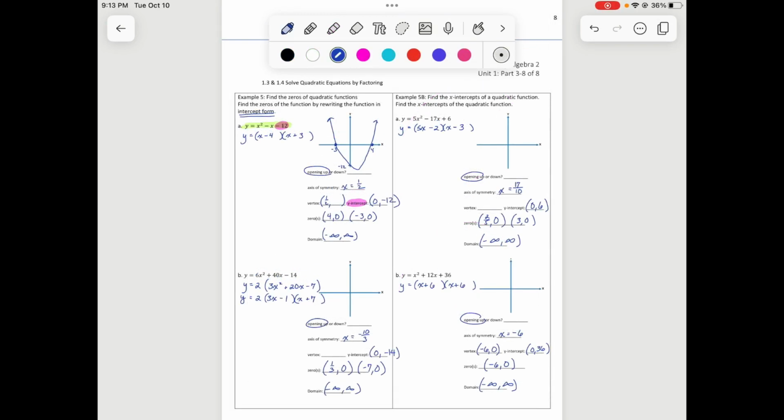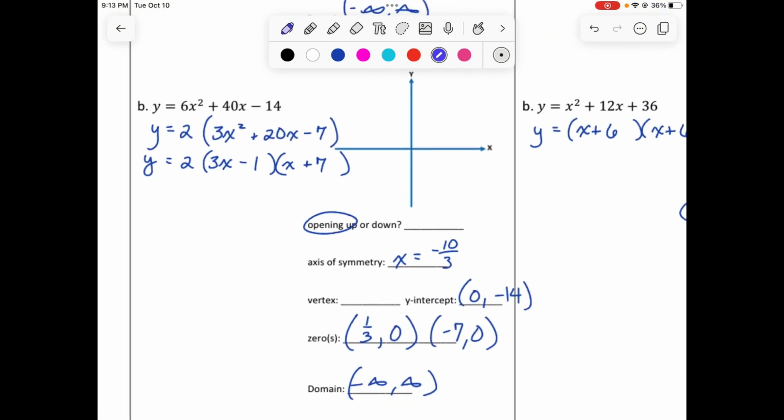All right, now you should have worked through. Go ahead, pause the video and check your answers and then come back so that we can talk about how we would sketch a graph, even though maybe we didn't exactly find the vertex. So now let's look at B at the bottom.